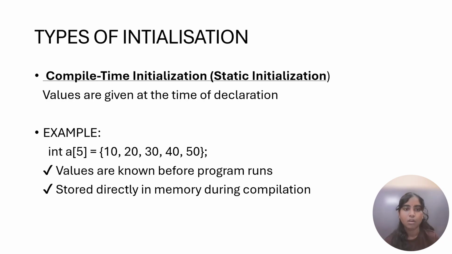So now let's move into the types of initializations. Compile time initialization, or static initialization: values are given at the time of the declaration. Example: int a[5] = {10, 20, 30, 40, 50}. These values are known before the program runs, and they are stored directly in memory during compilation.